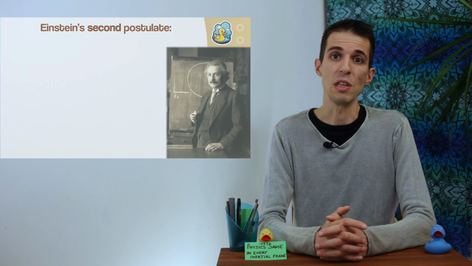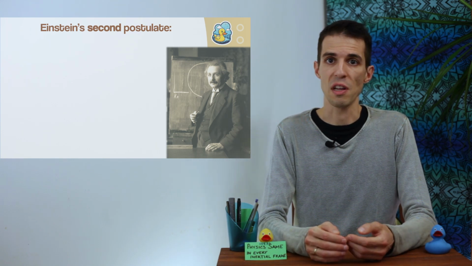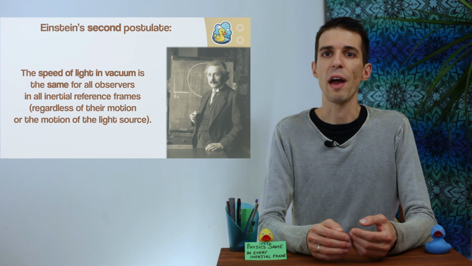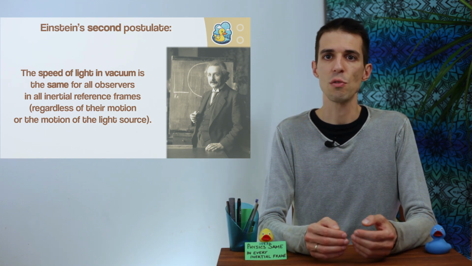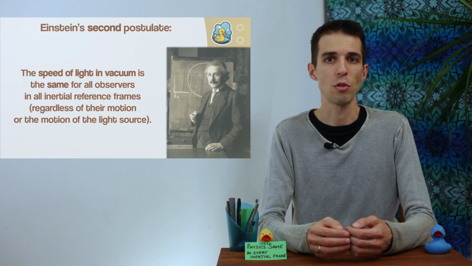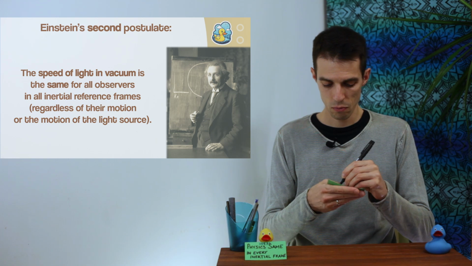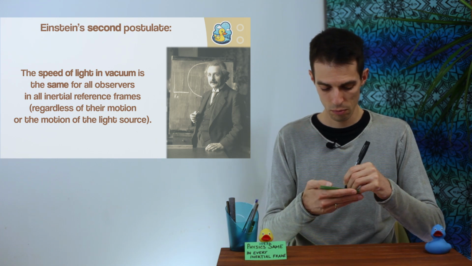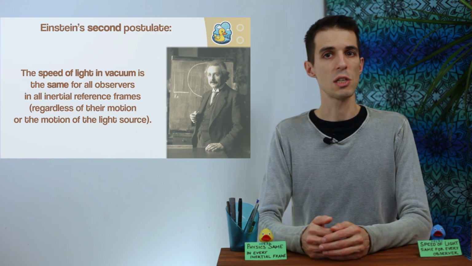But now let's introduce the second postulate, which is even stranger. Einstein's second postulate states that the speed of light in vacuum is the same for all observers, regardless of their motion or the motion of the light source. This is where things get counterintuitive.